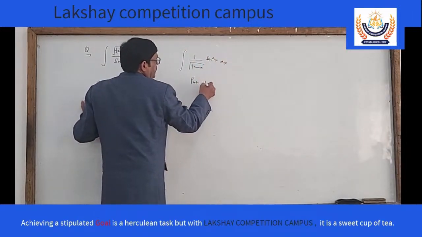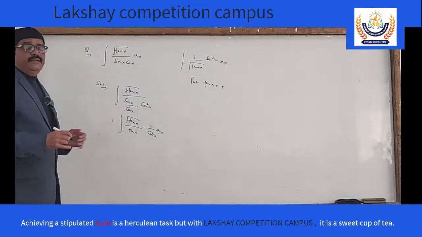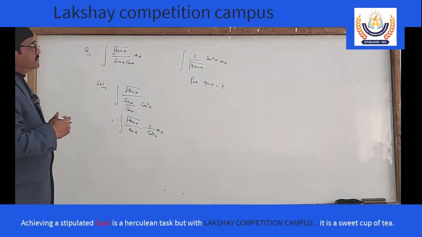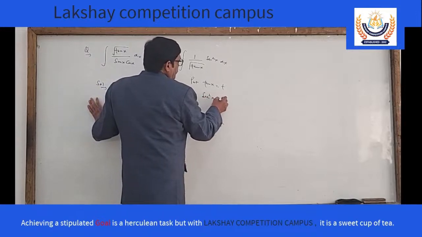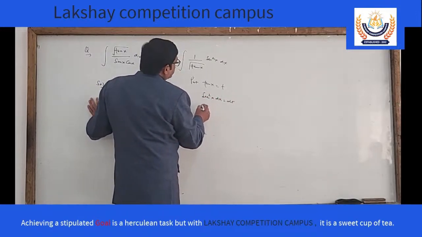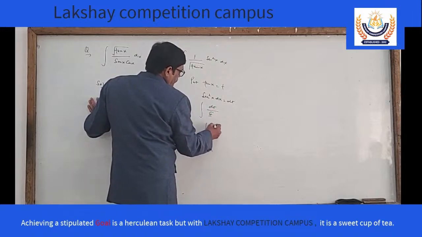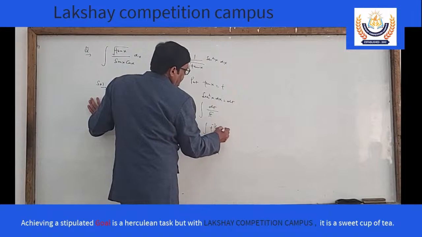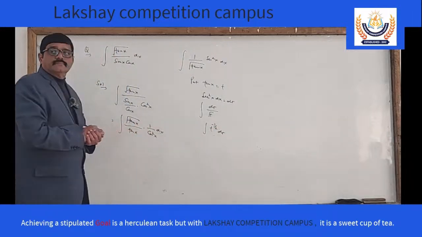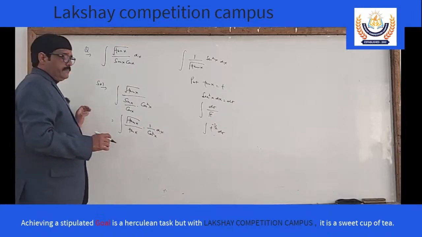Put tangent x as t. What is the derivative of tan x? Secant² x. dx equals dt. So dt by under root t, which is 1 by 2 dt. What is the integration of t raised to the power minus 1 by 2?